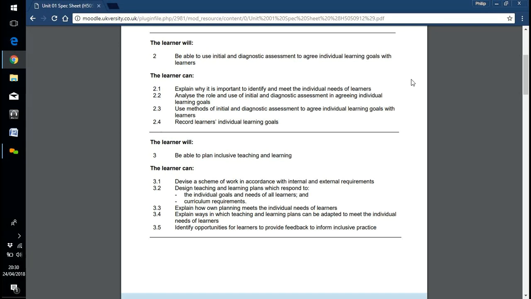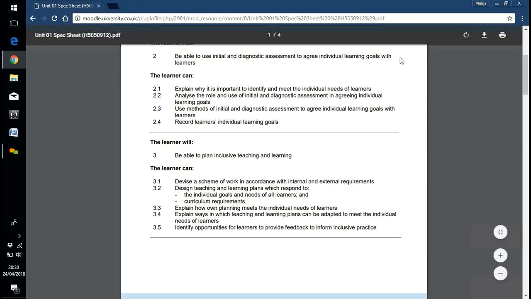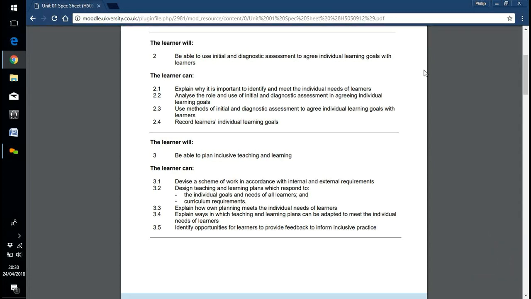In other words, it identifies what the problems are or needs are, and then use the methods. In other words, actually produce an initial assessment process and then record the learner's individual learning goals. So the process normally is that you will perform the initial assessment. Sometimes a diagnostic will be done afterwards. This is mainly done with adult training.